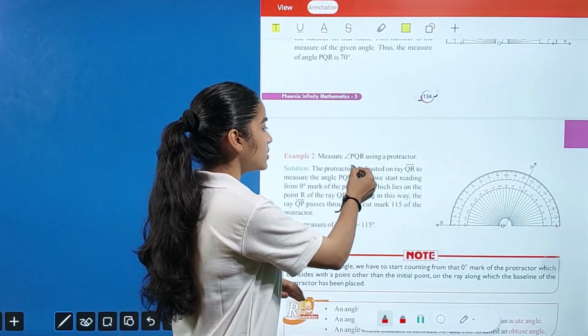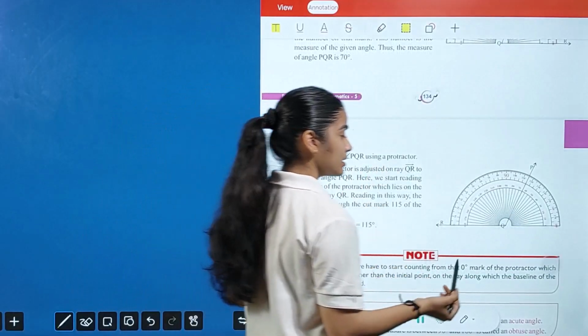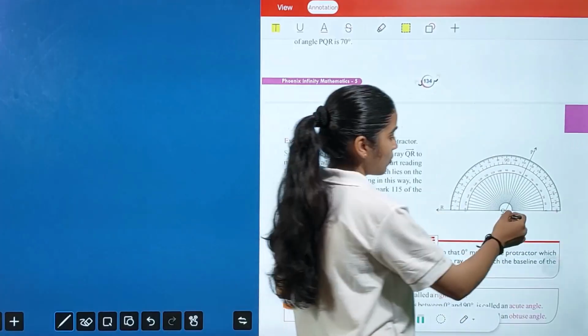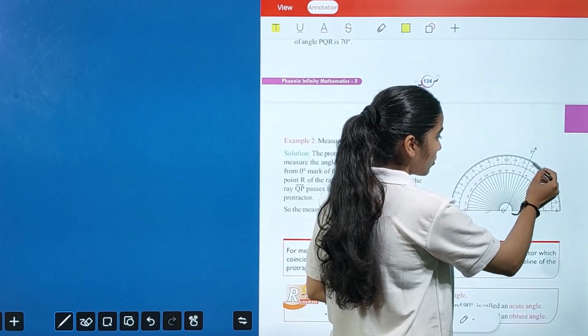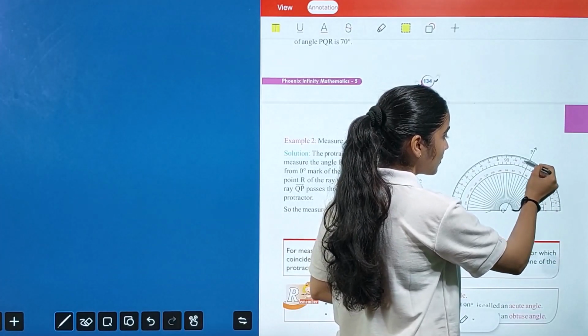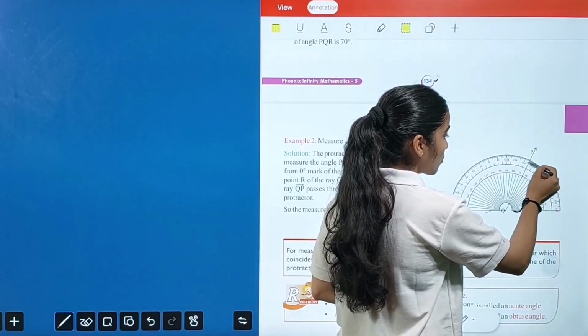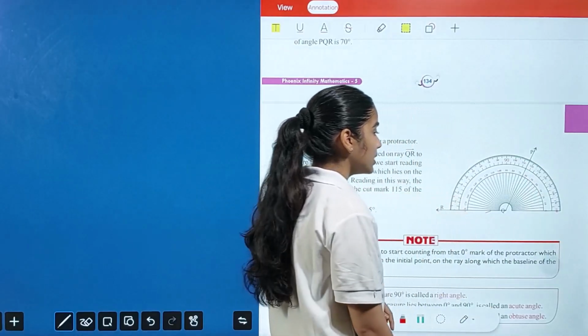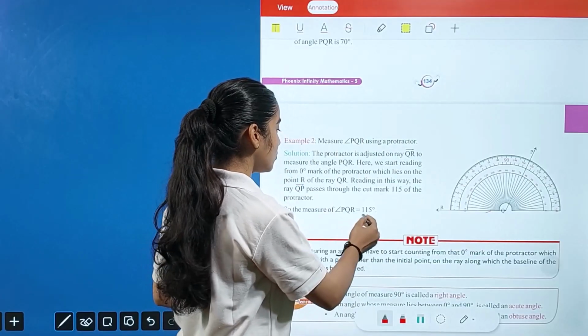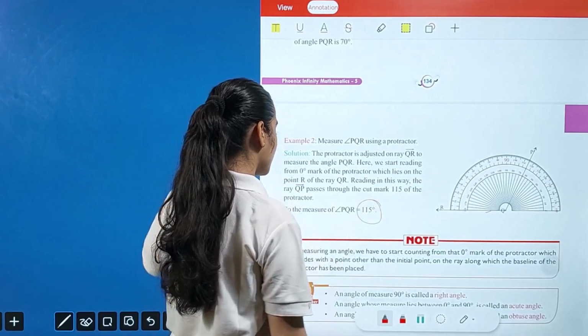Now measure this angle PQR using a protractor. Again, we have to repeat the same process here. This is your anti-clockwise, so we have 70 and 60, and we have 110 and 120. So what is the middle of 110 and 120? 115. So angle PQR is equal to 115 degrees.